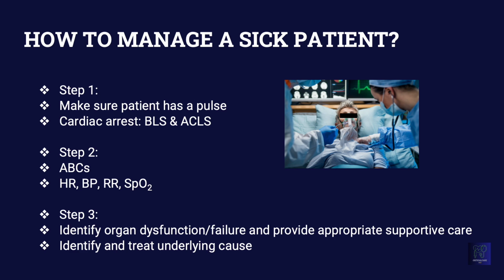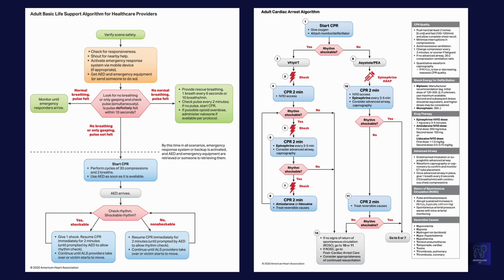You have two roles in step 3. First is to systematically assess each organ system, identify any signs of organ failure, and provide appropriate supportive care. The other part of step 3 is to identify the underlying cause of the disease and treat it. For step 1, it is very important to be familiar with BLS and ACLS algorithms. Until you get familiar, I recommend that you carry these cards in your pocket during your ICU rotation. These are available online for free.